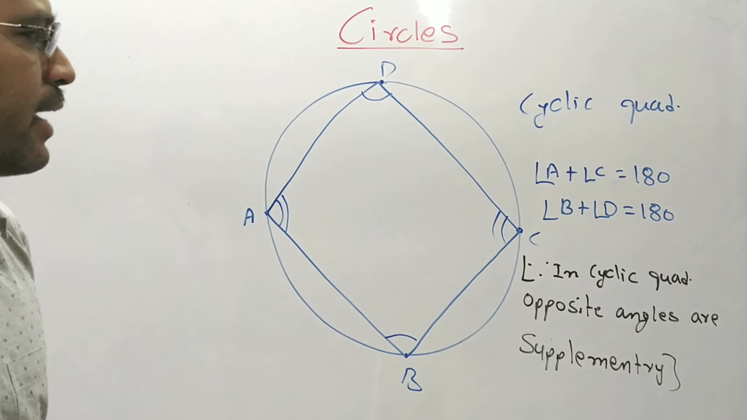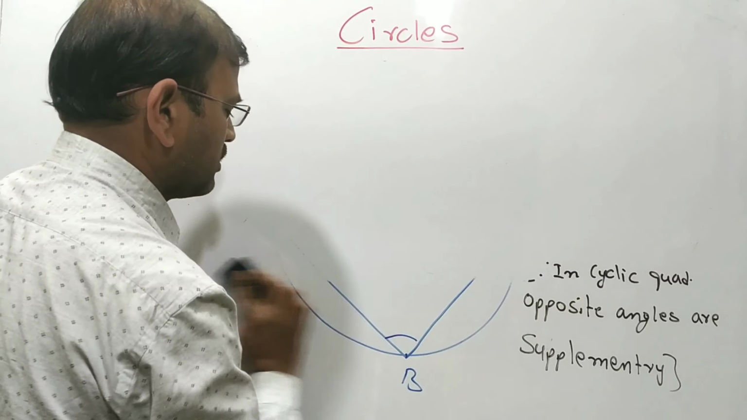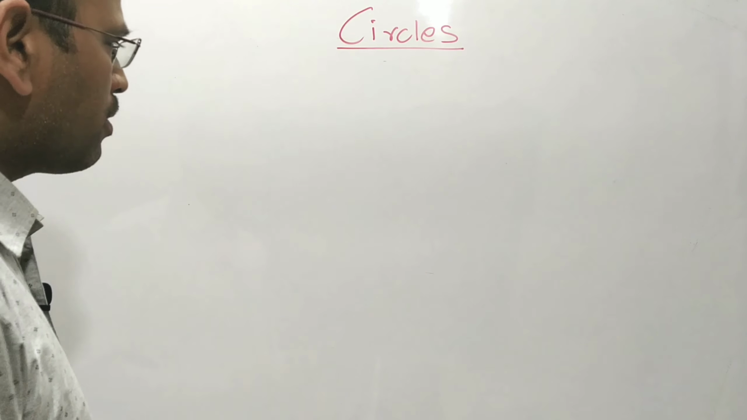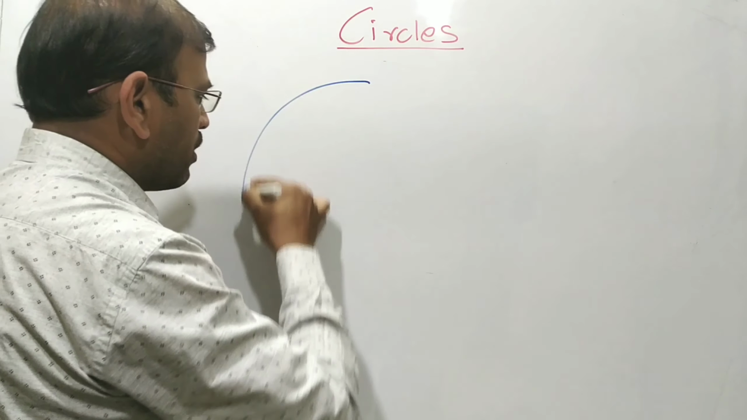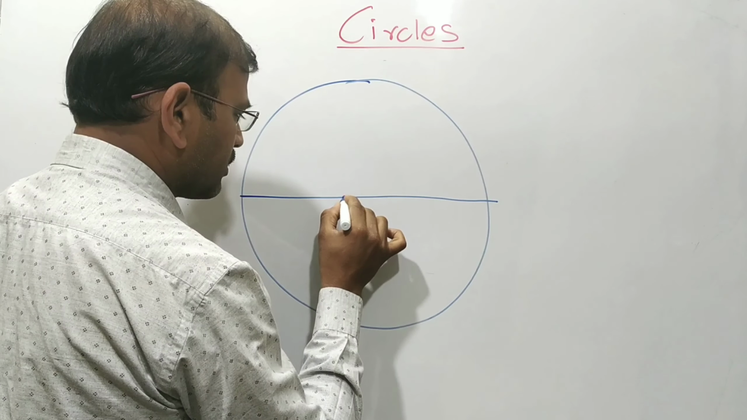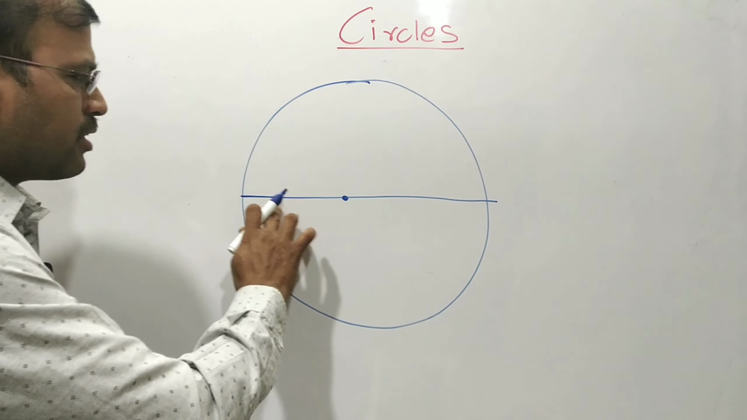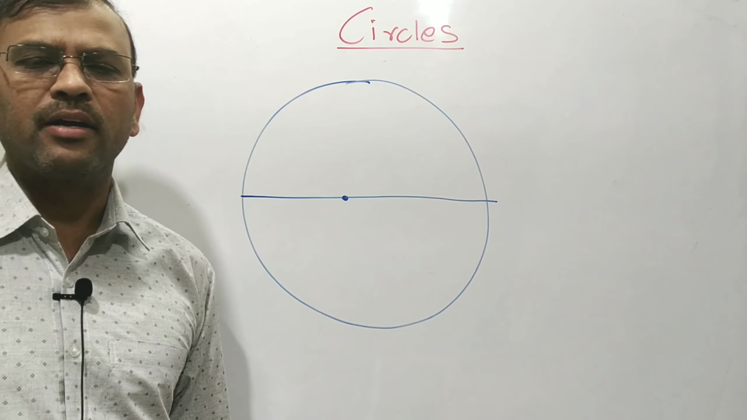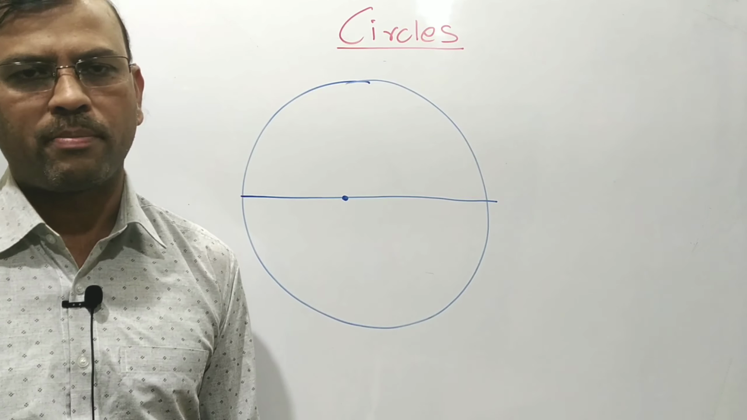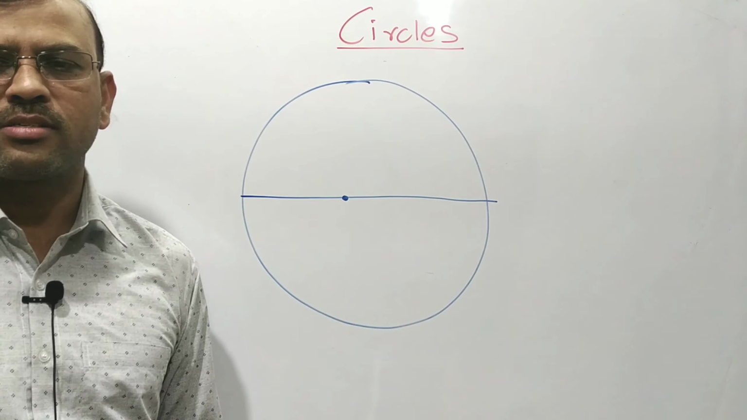Now I will explain the next property. I will draw the circle. Now this is the diameter, it is passing through the center. What do you mean by the diameter? The diameter always divides the circle into two equal parts.